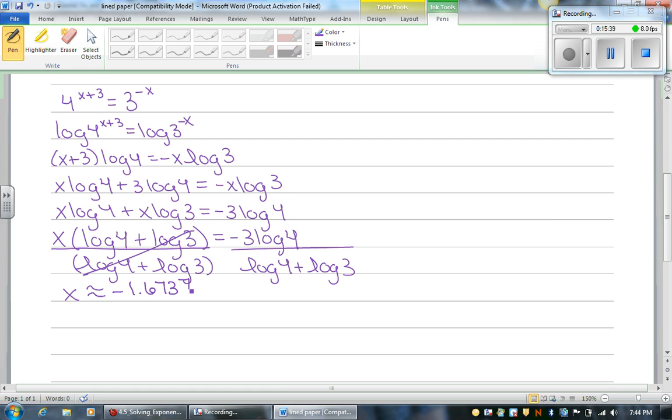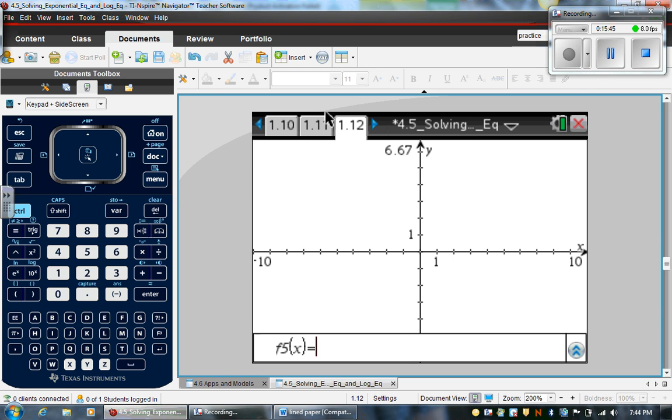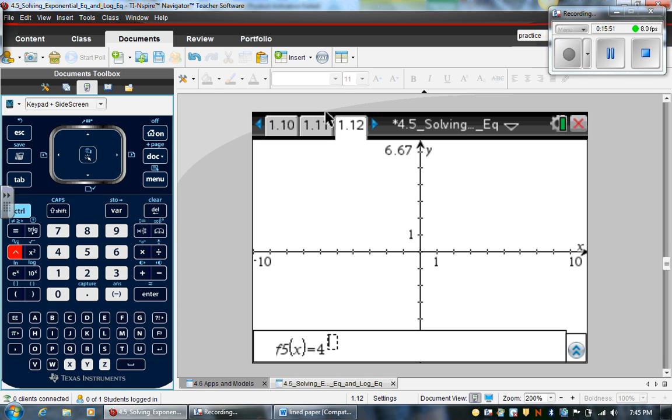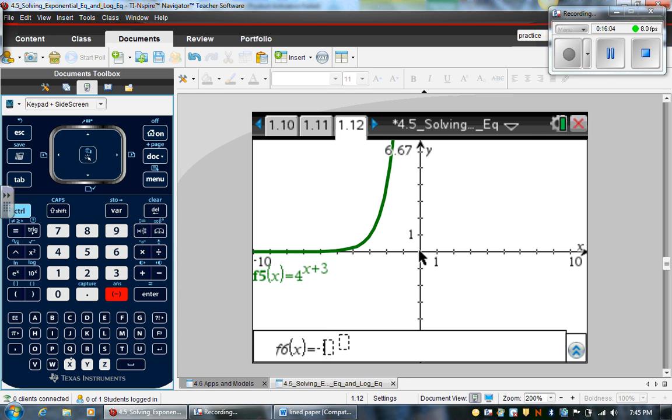Okay, so I do want to look at the graphical solving method for this one because it does look quite a bit different. Because what we're doing is we're setting two exponential functions equal to one another. 4 raised to the x plus 3, and 3 raised to the negative x. I keep getting my words jumbled on me this evening.